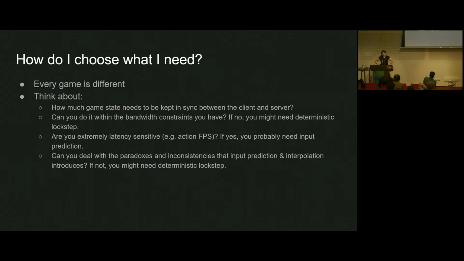And then you also need to think about, if you're using interpolation and input prediction, how are you going to deal with the paradoxes that are introduced? And do those paradoxes turn up in a way that your players are going to notice and say, that was unfair?